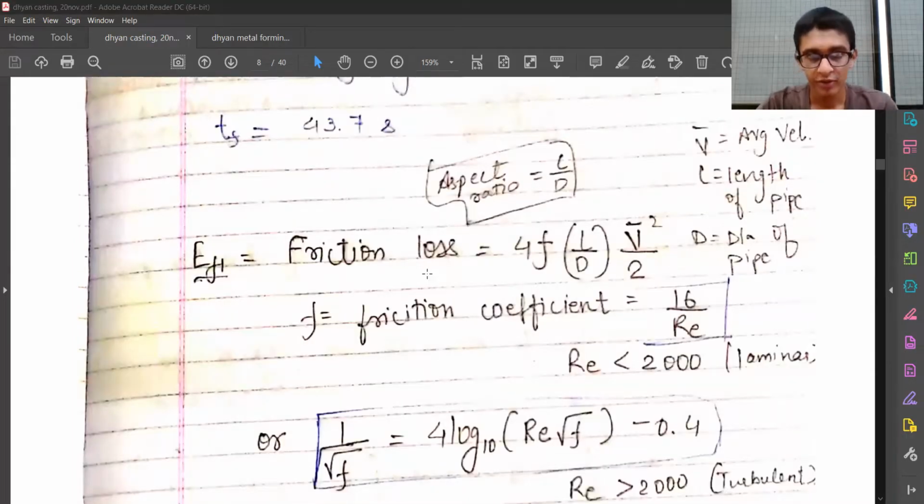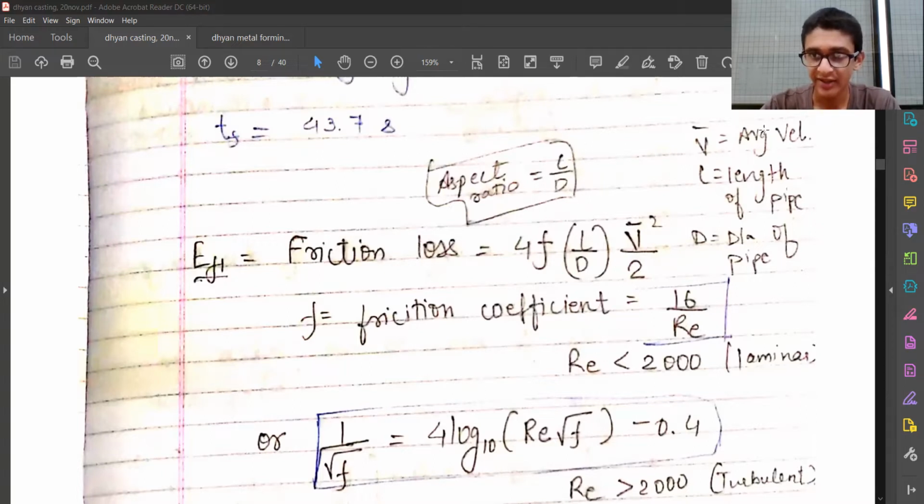Till now we were not taking into account the effect of friction and all losses which will occur when the melt is going to flow from the pouring basin till the corner of the mold. So now we'll take all those losses which can occur. Let's define the aspect ratio as L by D, that is the length by the diameter of the sprue.